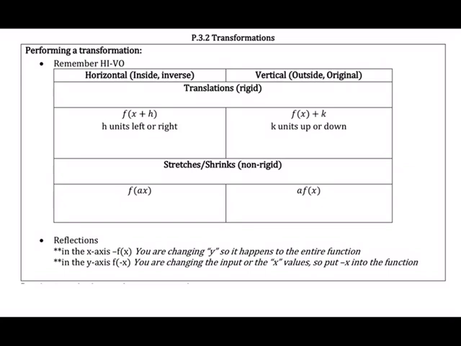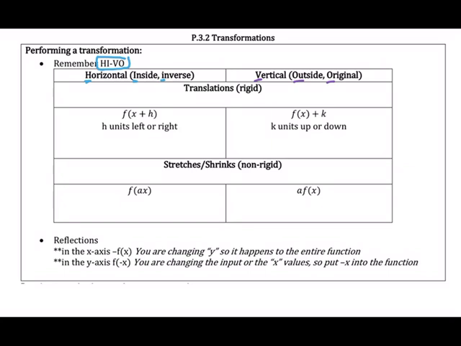So when you're performing a transformation, the acronym that I learned is HI-VO. And that acronym just helps me remember what's going on where. The HI, H-I, stands for the horizontal things are happening inside, and they are the inverse or the opposite of what you think they should be. The VO part is the vertical. The vertical is happening outside, and it is the original. It is what you think it is.